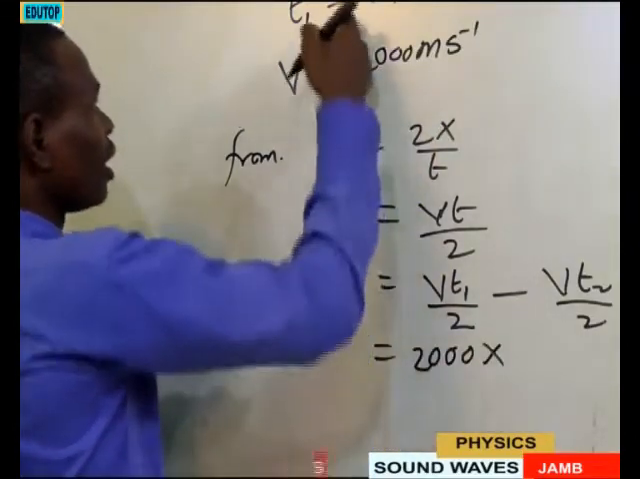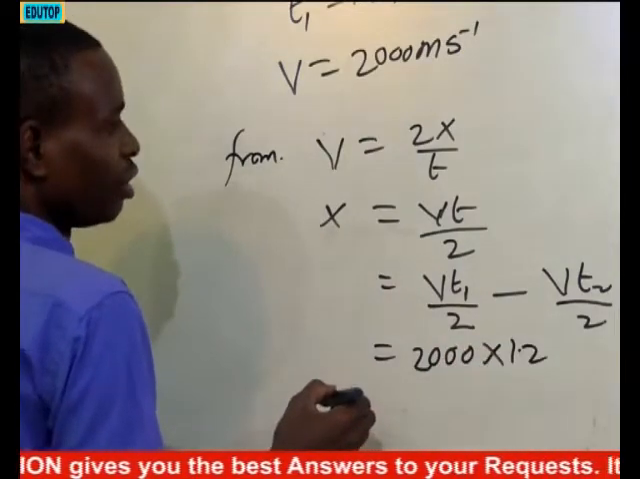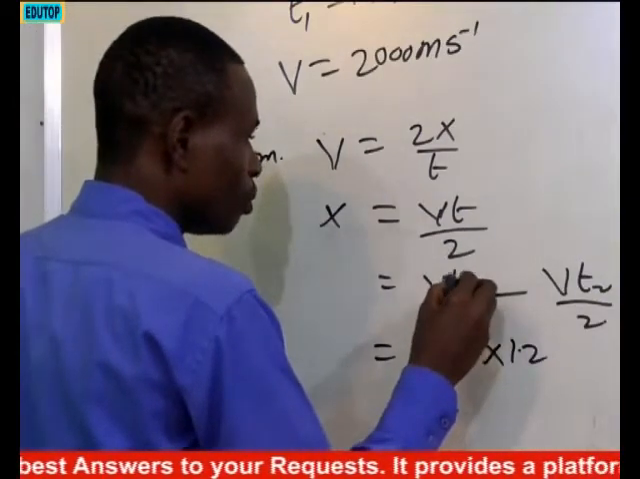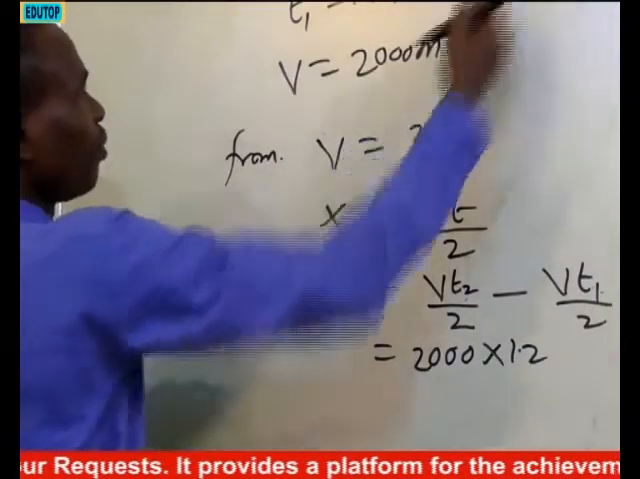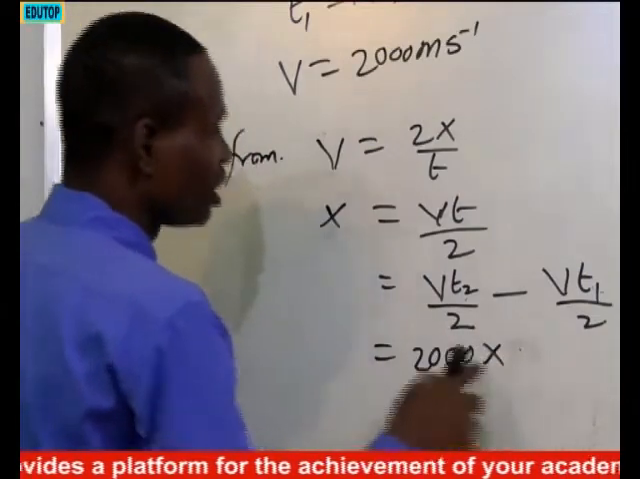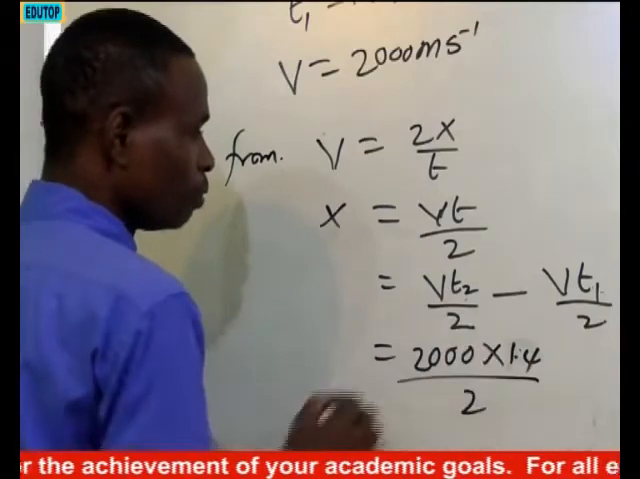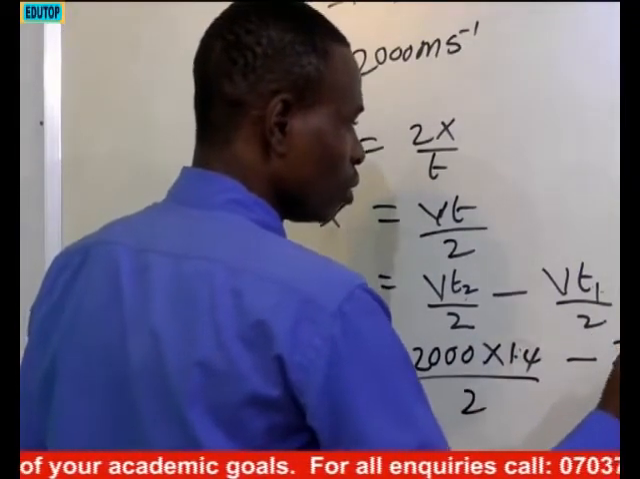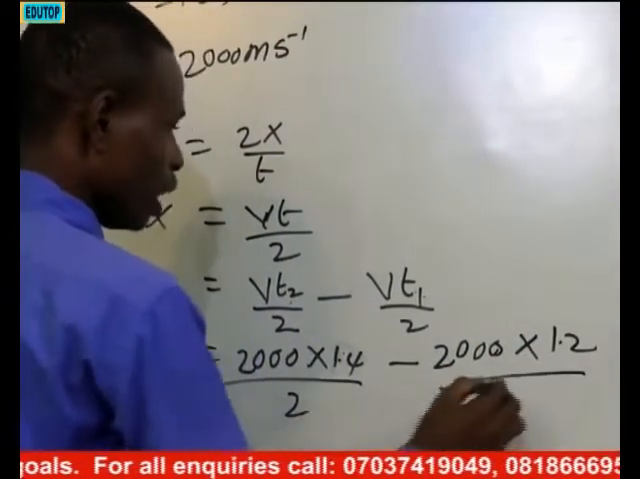2000 for time t1 and point 2. Okay? In fact, it will be t2 minus t1. Okay? This is 1.4, this is 1.2. So it should be t2 minus t1, take note of that. So it's going to be 1.4 divided by 2 minus 2000 times t1, which is 1.2 divided by 2.